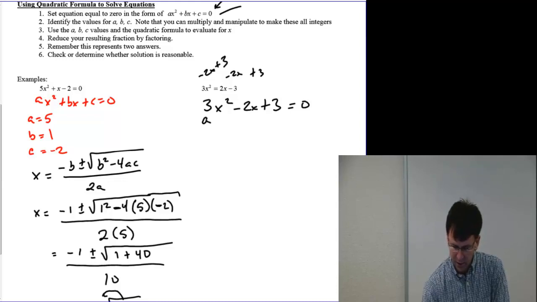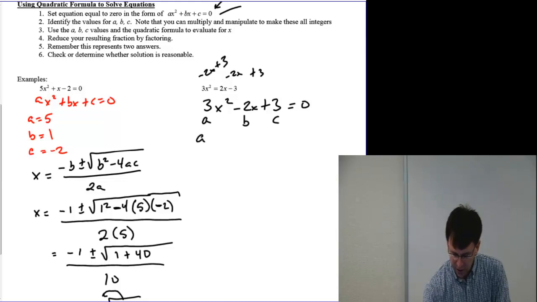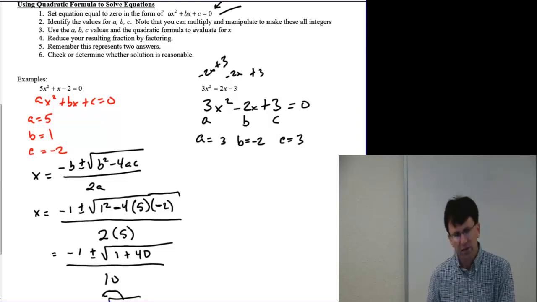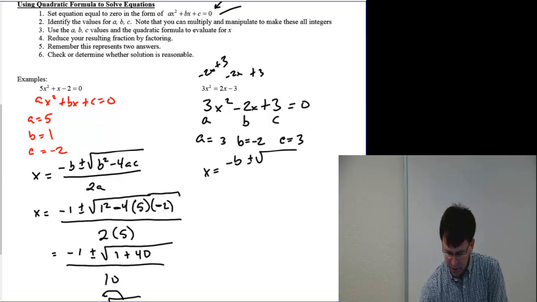So again, A, B, C, that's where they live. So in this case, A is going to take on a value of 3, B is going to take on a value of negative 2, and C is going to take on a value of 3. Now it's time to plug it into the formula. X equals a negative B plus or minus the square root of B squared minus 4AC all over 2A.